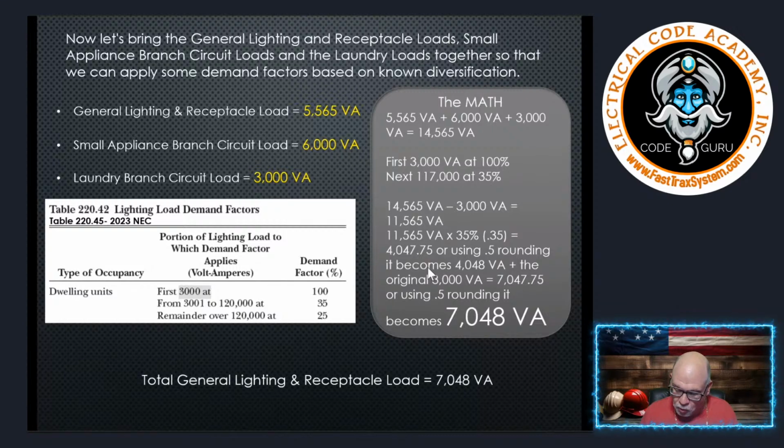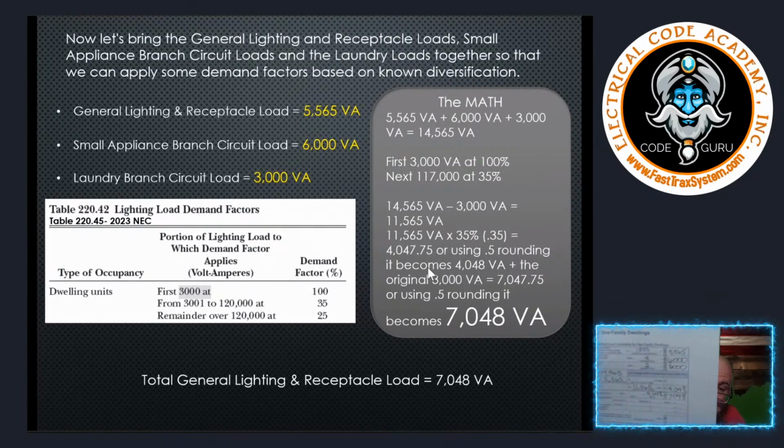Now, on our form, what we do is we remind you that, guess what? Remember that first 3,000 at 100%? Well, I've got to bring it back because that was at 100%. There was no demand factor for that first 3,000. It's 100%. So now I'm going to add that back to the 4,048, and we do that on our form. You simply take it and pop it in where it says line 8, in column 9. You add those two up, and it's 7,048 VA. Now, that's what it looks like on our form. Hard for you to see it, I'm sure, but that's what it looks like.